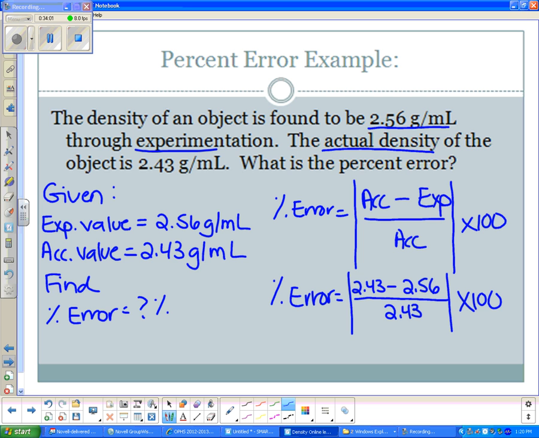Remember, once again, that is absolute value. So even if you come up with a negative number, you're going to make it positive. So subtract first, then divide, and then multiply by 100. And we end up with 5.3% error. Do you think that's good or do you think that's bad? Find out, think about it, and come with an answer to class tomorrow.